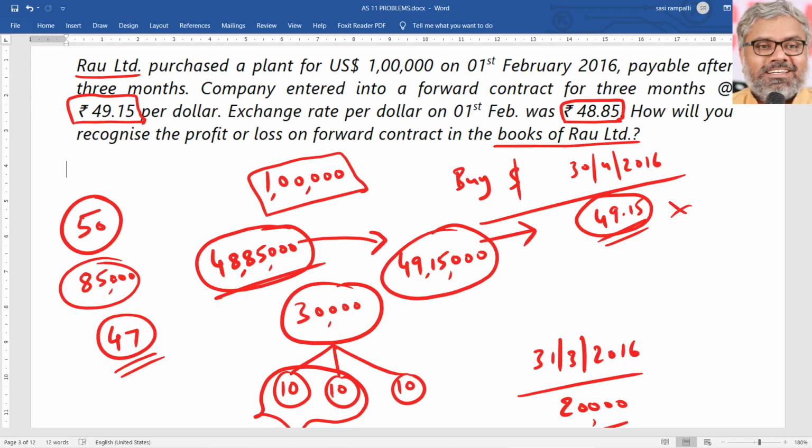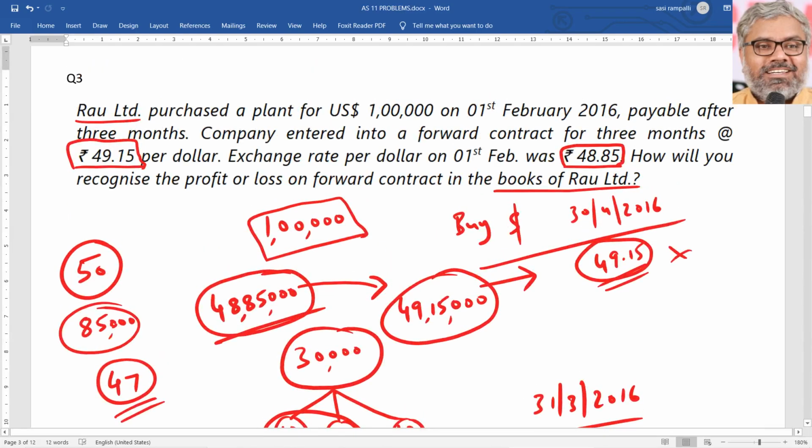So rather than leaving it to the market, rather than keeping it open-ended, what Rao Limited or anybody like that can do is fix their loss. Simply, what Rao Limited has done, for understanding purposes, is fix their loss at 30,000. They cannot incur any loss more than 30,000. Whatever may happen in the market, they don't care. Or they missed the opportunity of a gain of 1.85 lakhs or so if the dollar came down to 47. That's okay, no problem, because profit is not the purpose here.